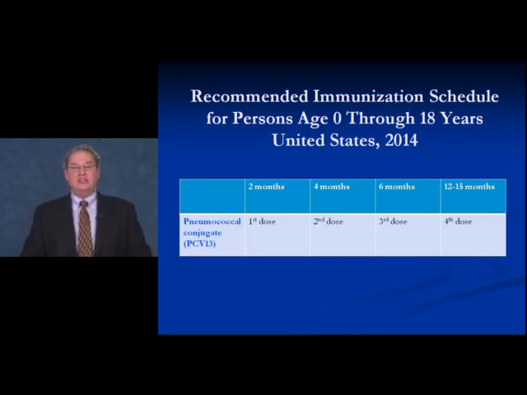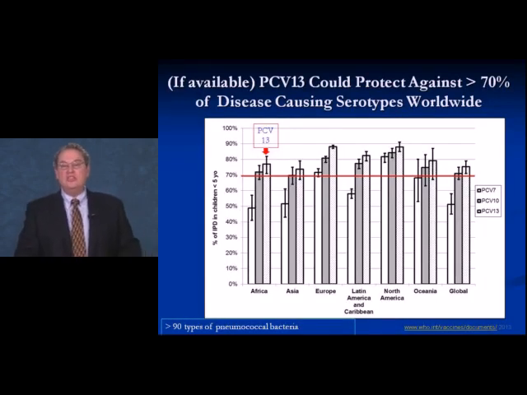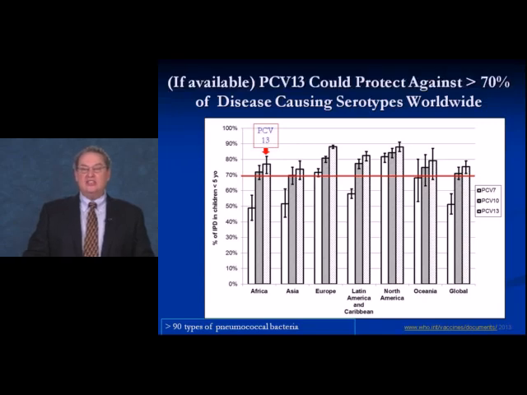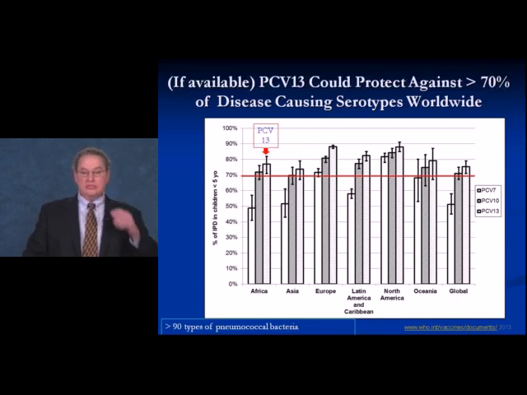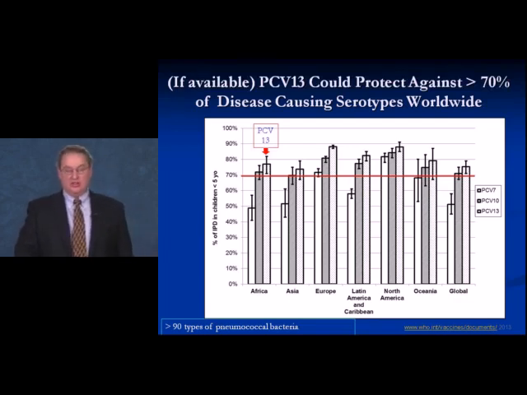So in the United States, we immunize children at 2 months, 4 months, 6 months, and between 12 and 15 months with pneumococcal conjugate vaccine PCV13. If the same vaccine was available around the world, it could protect against more than 70% of disease-causing serotypes. Now, in total, there are more than 90 serotypes of pneumococcal bacteria, but the majority do not cause significant disease.